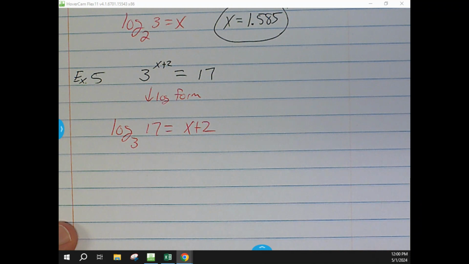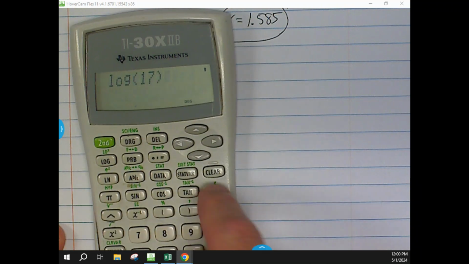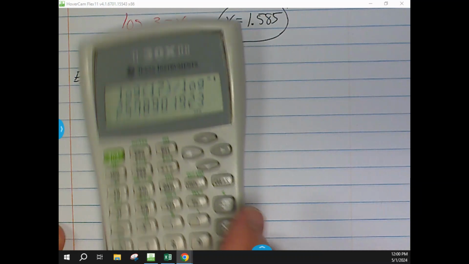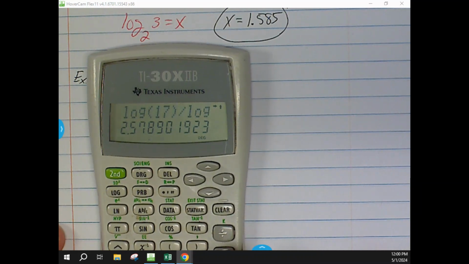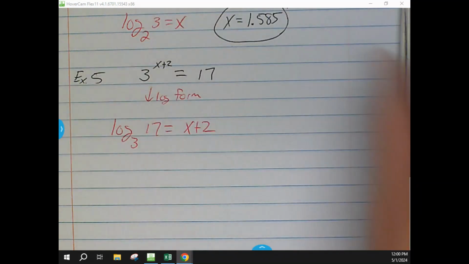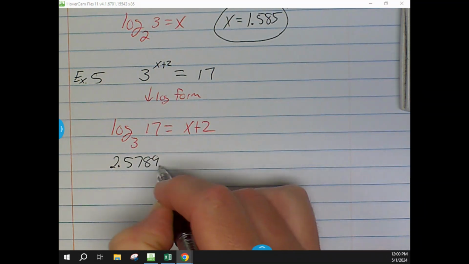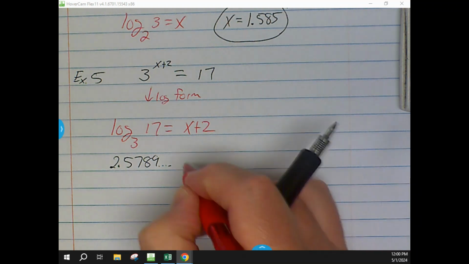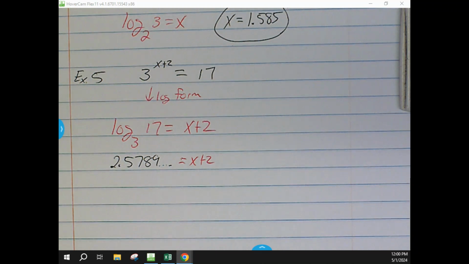All right, again, calculator. Got to check it, see what you get. So log of 17 with a base of 3. Log of 17, close it off, divide by log of 3. So if we do that, we get 2.5789. Now, before that's your answer, big thing on that one is we got 2.5789, something, something, something after the end of that one. That's going to equal x plus 2. Okay, so that's your new equation.